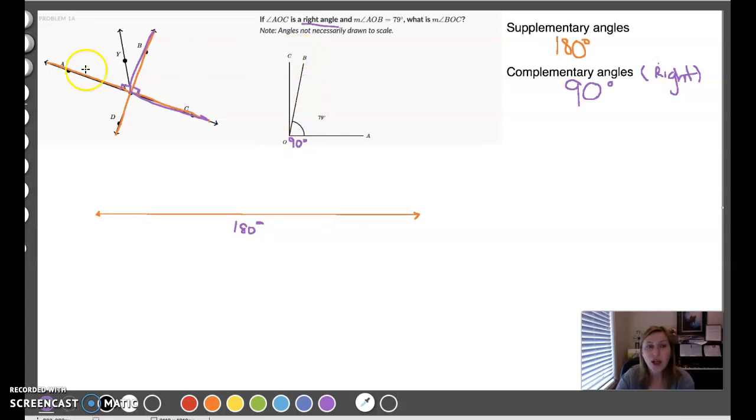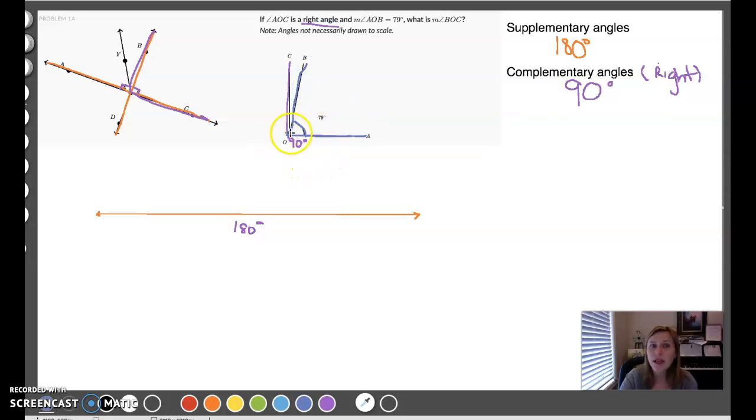Okay, so first of all, let's do this example right here. It says angle AOC. So remember, when I have an angle written like this, it tells me where to start and where to go and where to finish. So I go from A to O to C. This whole angle right here, AOC, is 90 degrees because it says it's a right angle. Now it gives me some other information. It says this angle, AOB, is 79 degrees.